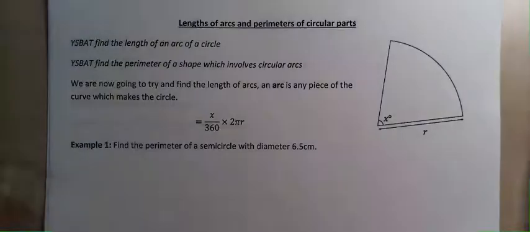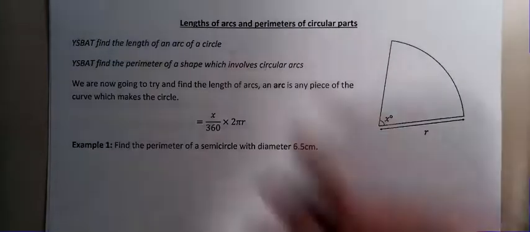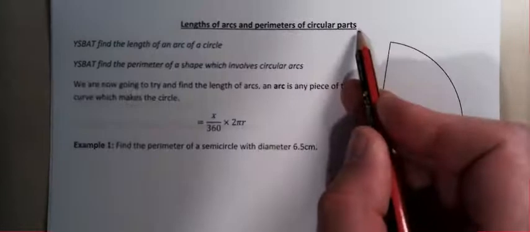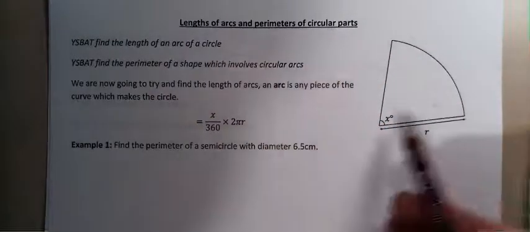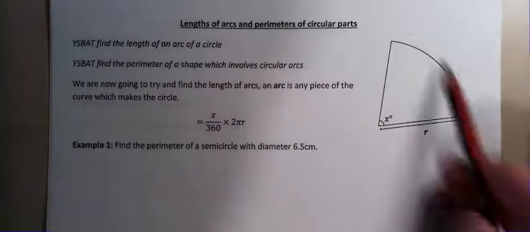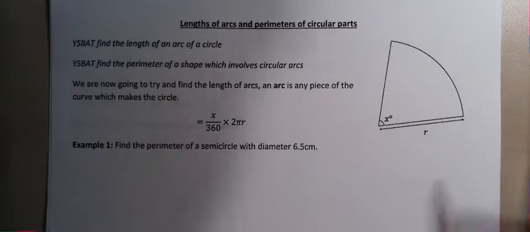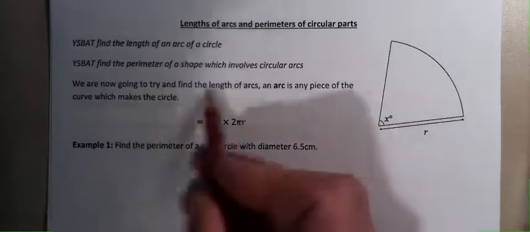We're in Year 9 notes, unit 6, and we're looking at the length of arcs and perimeters of circular parts. So last video we were doing circumference, so we can work out the distance around the circle. Here it's effectively a bit of a circle. We're now going to try and find the length of an arc.